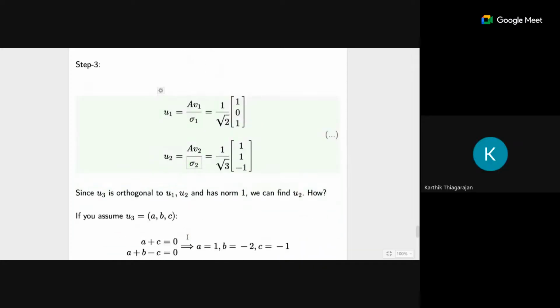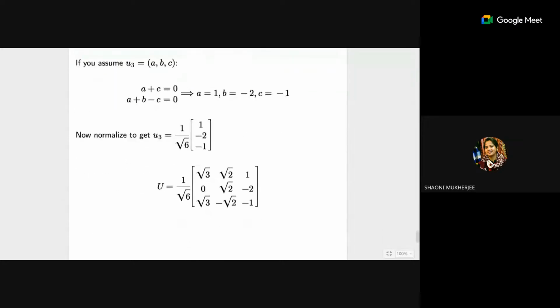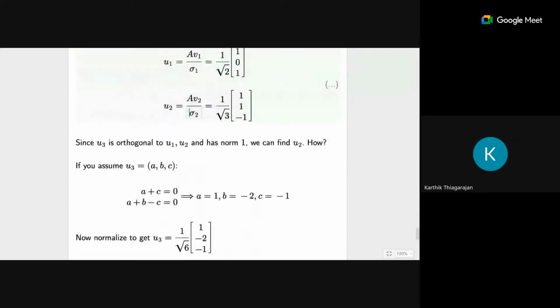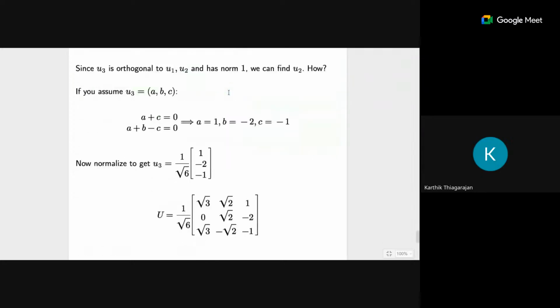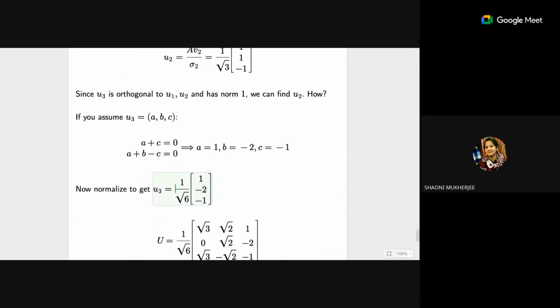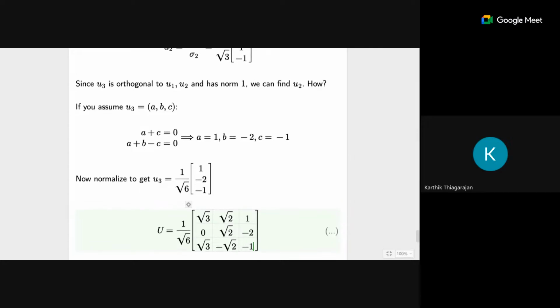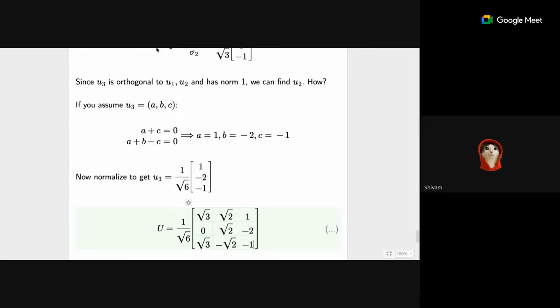Sir, I have a question. When we have U1 and U2, we already have 1 by root 6 outside of the bracket. So should it be 1 by 6 or 1 by root 6? For U1 and U2, it was actually 1 by root 2, right? That is why we added 1 by root 6. Yes, correct. But when we get U3 as 1 by root 6 into something, that 1 by root 6 should come out. It has come out, right? Otherwise we would have written 1 by root 6, minus 2 by root 6, and minus 1 by root 6. You can look at it this way: sir is dividing by root 6 and then multiplying root 6 by each of the elements inside the matrix. That cancels out the denominator.